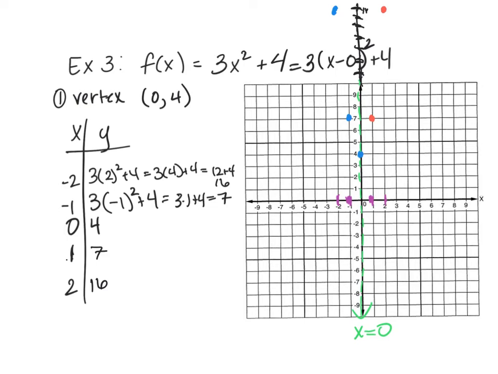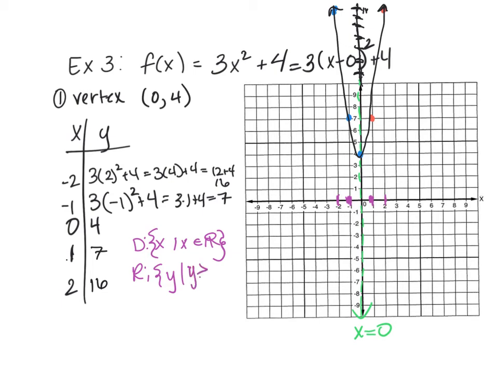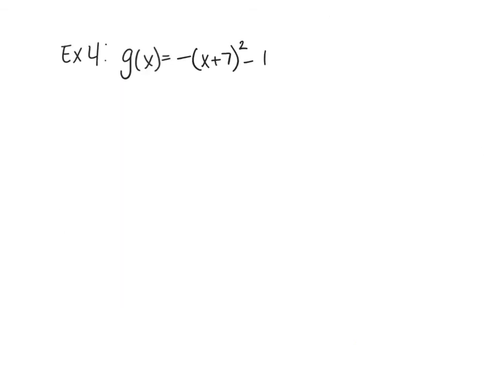If our vertex is at a fraction, like 1/4 or something, we have to look at it a little bit differently. And now let's connect this. And there's our parabola. Our domain is all real numbers. And our range is y such that y is greater than or equal to 4. It's always equal to because that vertex is part of the graph.